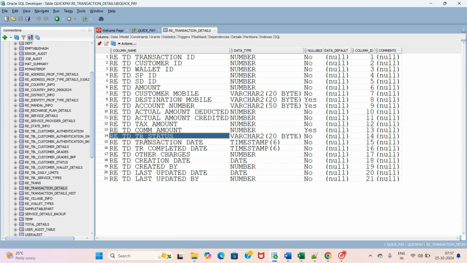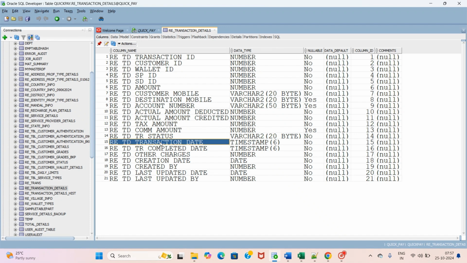That is a pending status. It is not a conclusion. Okay, that is pending until the confirmation comes from the other banks or operator. So we have 3 statuses: one is a success, another one is pending, and the third one is a failure. These 3 statuses. And the transaction date, on which date the transaction has happened.